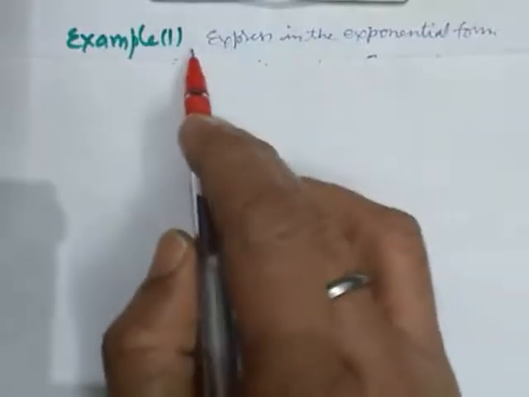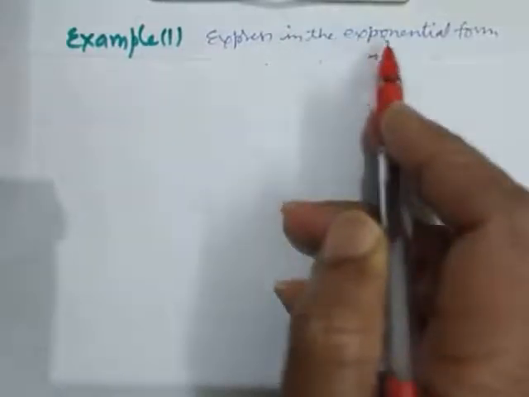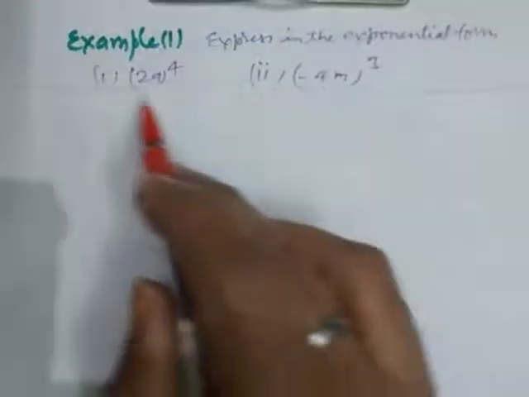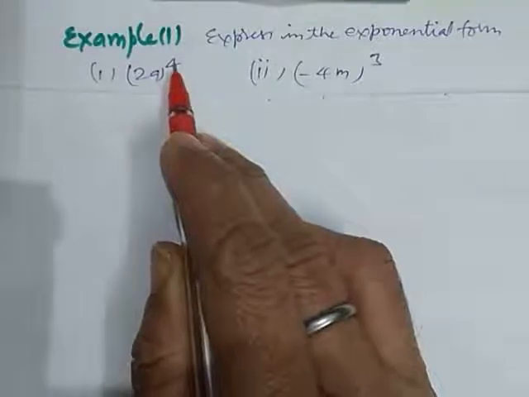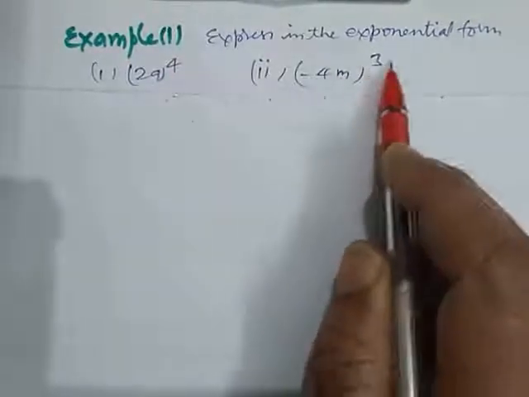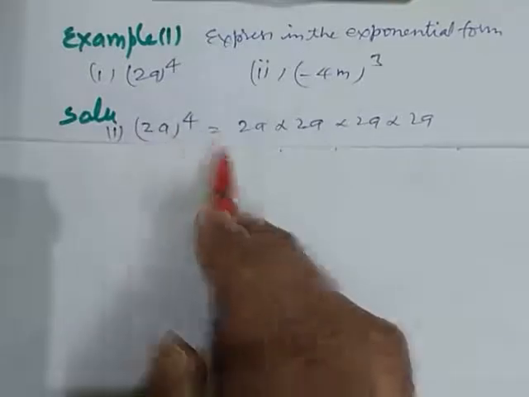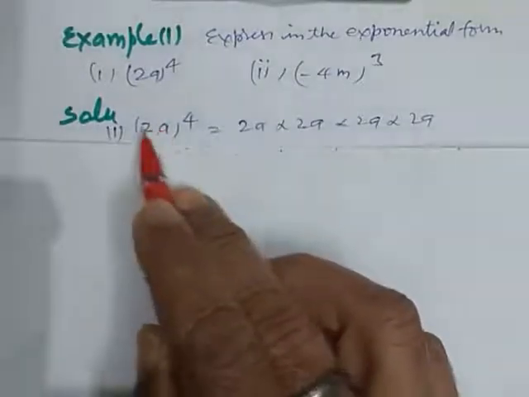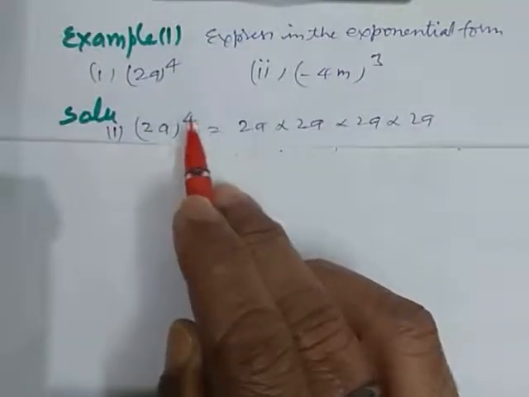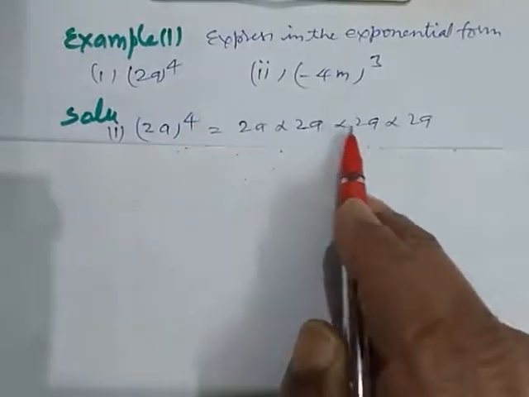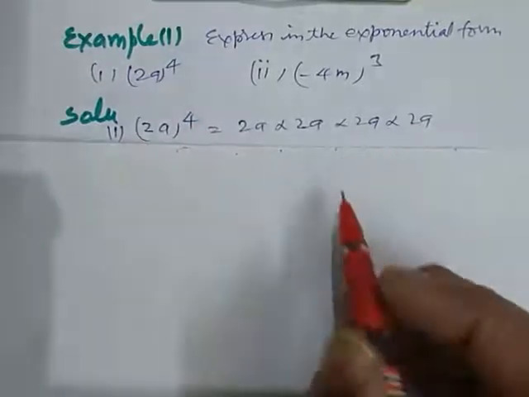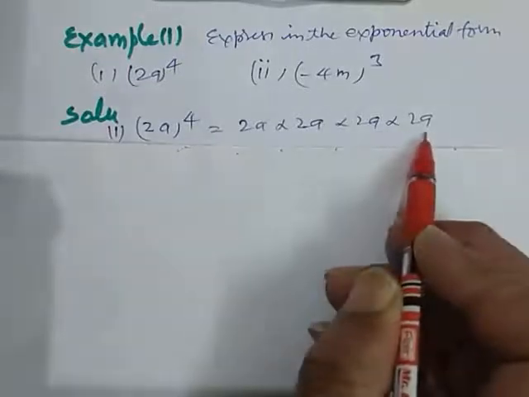Now we take an example first. Express in the exponential form. First part: 2a raised to the power 4, and minus 4m whole power 3. So we take the first part, 2a whole 4. So it means 2a comes in multiplication 4 times: 2a into 2a into 2a into 2a. So remember this. So this way we can express.